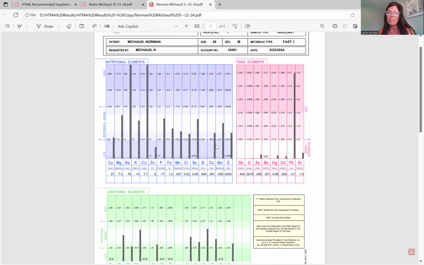So if we can't break down the foods that are coming in, what happens to food when it just kind of sits there? It tends to ferment, right? So that's where we get the gas, the bloating, the digestive upset, all those fun symptoms. So we need to actually build up the stomach acid, okay?